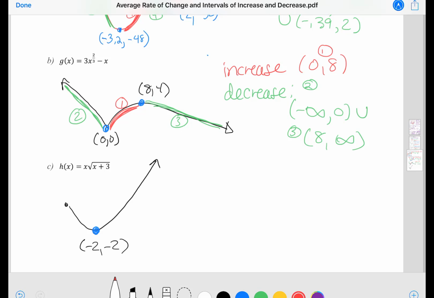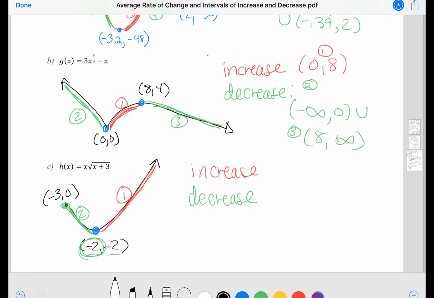So we're going to do, again, increase in red and intervals of decrease in green. So intervals of increase is going to be when I go up left to right. So that's going to be here. And when I go down left to right, that's this interval here, my interval of decrease. So let's call this interval 1 and this interval 2 so we can label it in our notes. So keep in mind that even though my x and y are both the same value here, -2, I'm actually using my x values to list my intervals of increase and decrease.